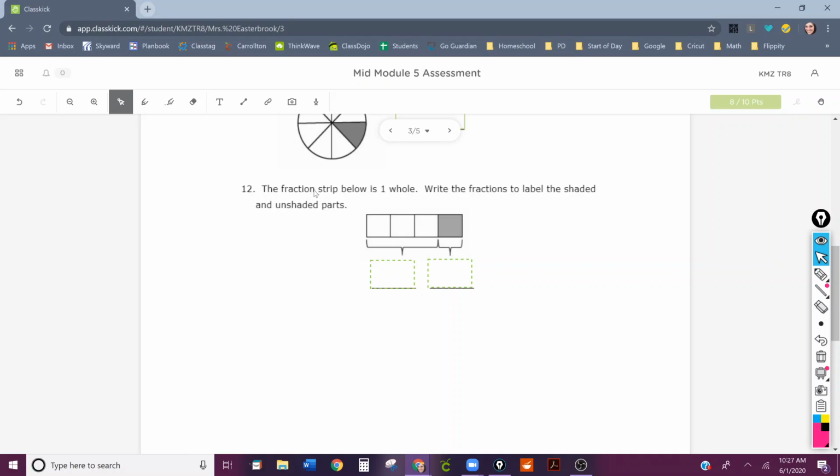Number 12, the fraction strip below is 1 whole. Write the fractions to label the shaded and unshaded parts. So this arrow points to this box, and that is going around 1, 2, 3 pieces out of the 4 pieces, so that's 3/4. And then this arrow is pointing to just that one shaded piece, which is 1 out of the 4 pieces, and that is 1/4.